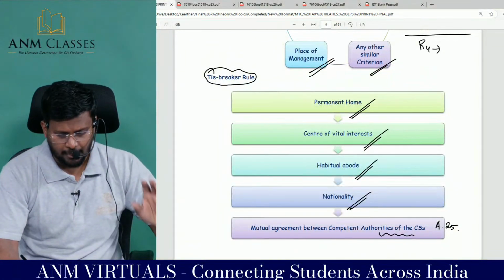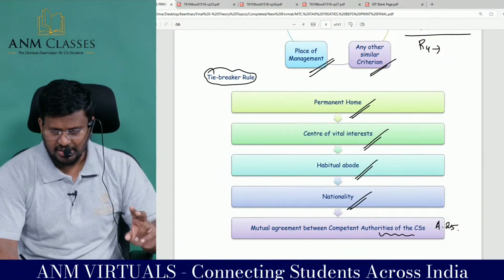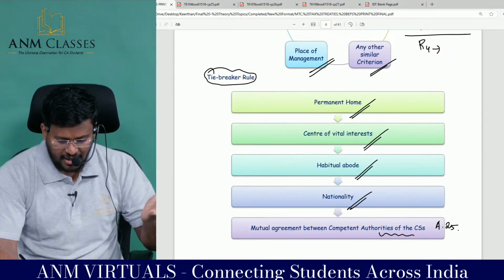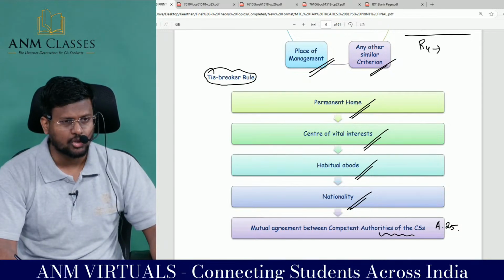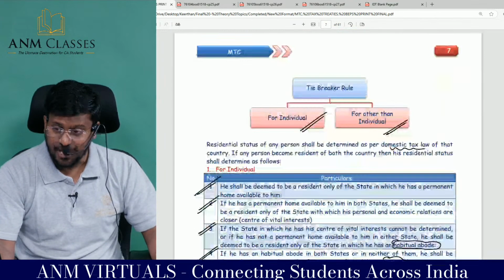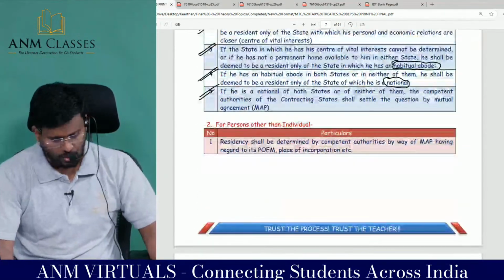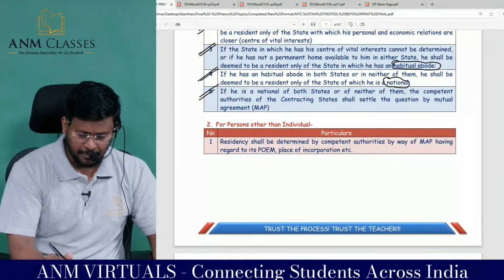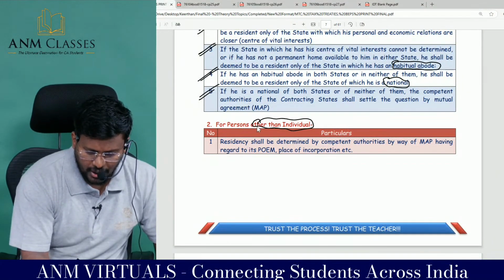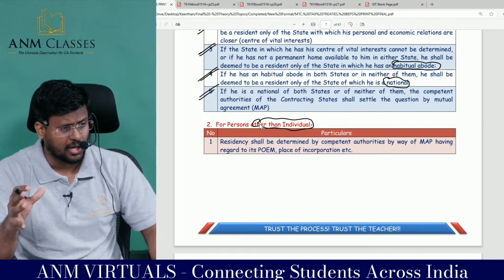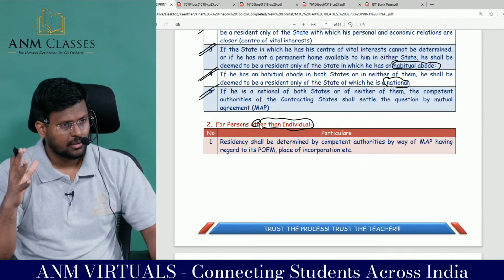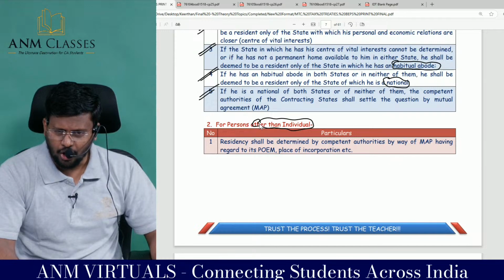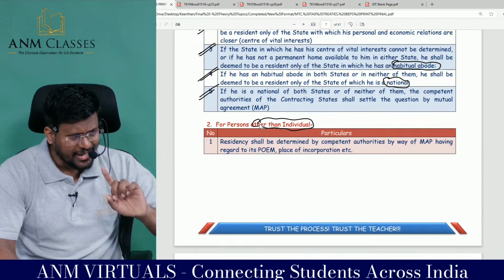Step number 1, check the permanent home; then center of vital interest, habitual abode, nationality, and MAP between the competent authorities of the contracting states as per the article. Fantastic to the core. Now coming to the company, that means for persons other than individuals. You tell me, for persons other than individuals, my dear lovable students, is it possible to check for a home and all? Straight away step number 5.